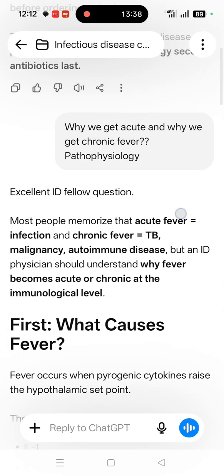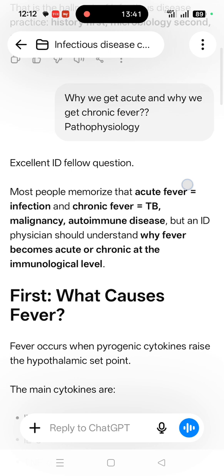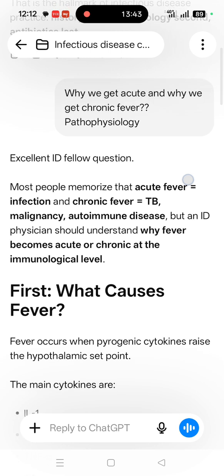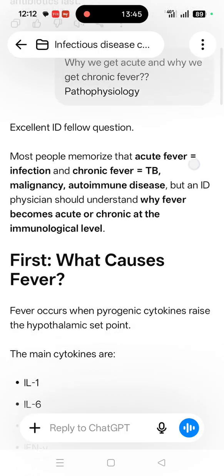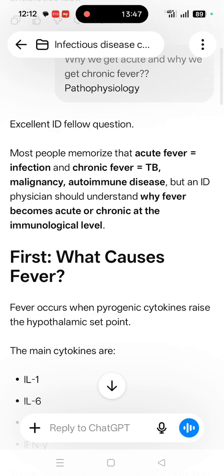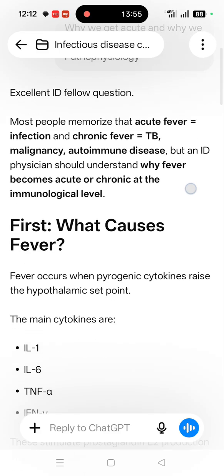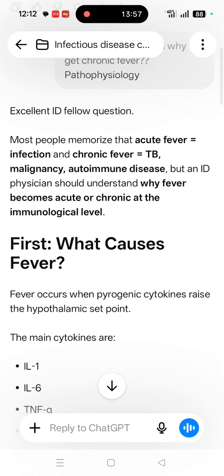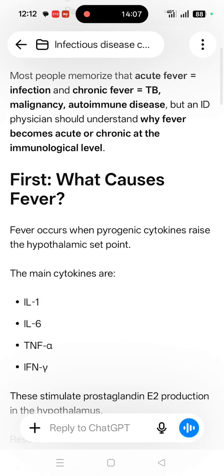Now why do we get acute fever and why do we get chronic fever? What is the pathophysiology? You should know it. Why are we saying that in these infections only we will get acute fever, that is, less than 15 days? This is important, because most people memorize it like acute fever for infection and chronic fever for TB, malignancy and autoimmune disease. But you should know the reason.